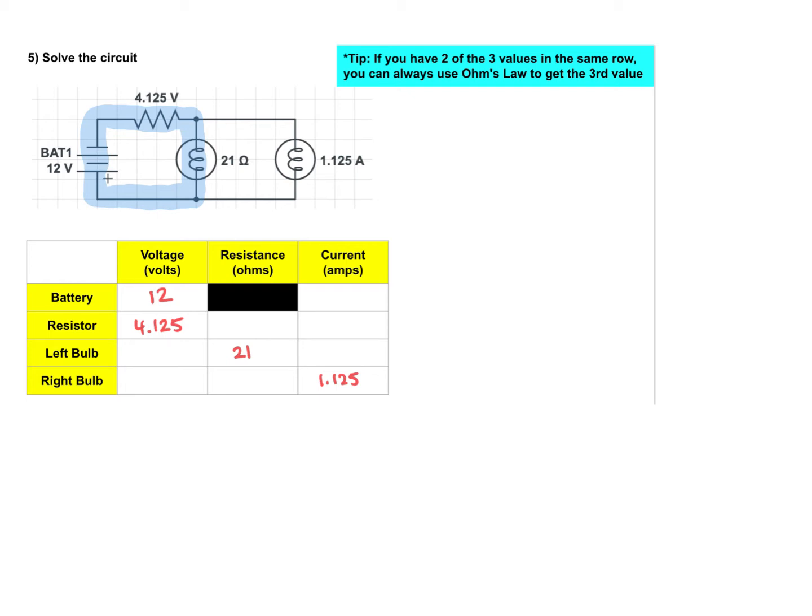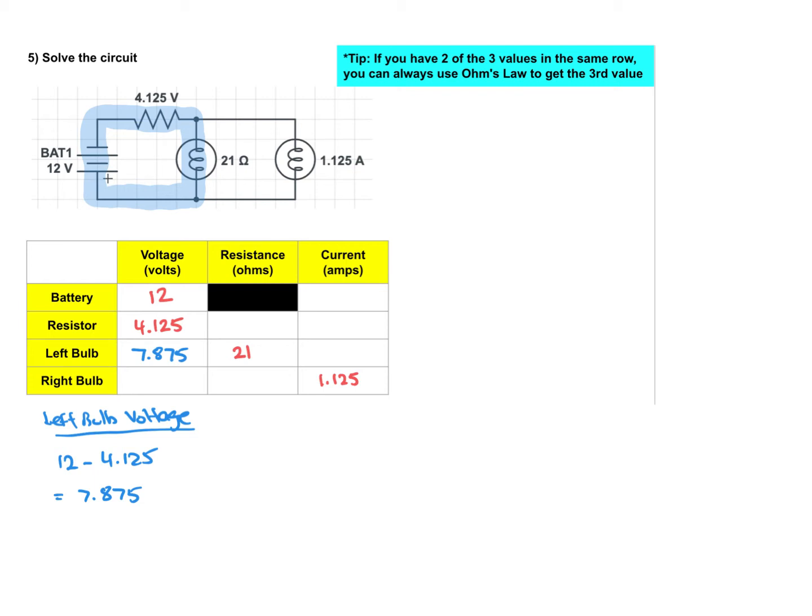So let's say left bulb voltage. It's got to take the remaining number of volts. It'll be 12 subtract 4.125, whatever that equals. I believe that will equal 7.875. Okay, and the exact same thing ends up happening to the right bulb.